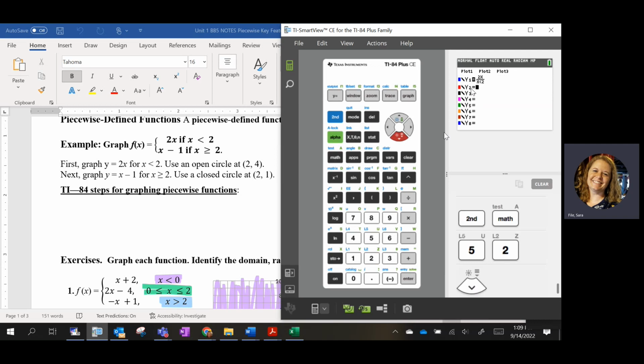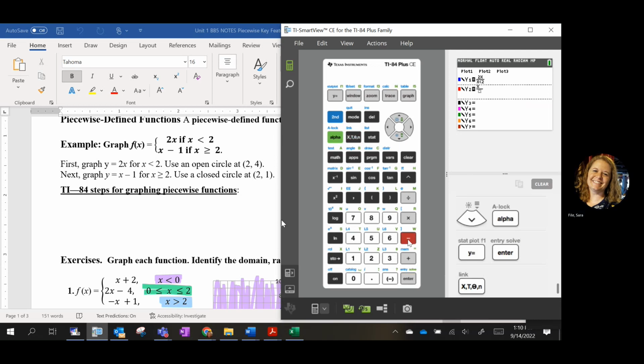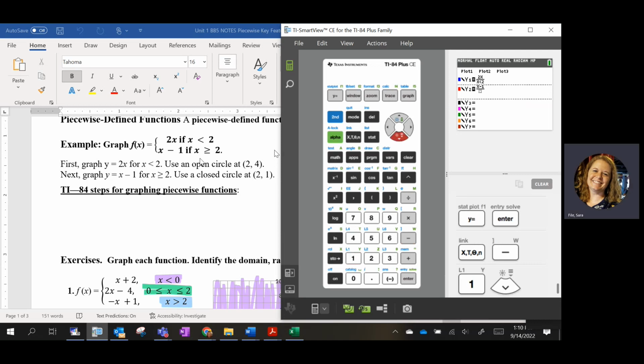Then I'm going to go to y2 to type in the second piece. So again, I'm going to go alpha y equals enter to get the fraction. I'm going to put the function in the numerator, so x minus 1. And in the denominator, I'm going to put the restriction. So x, and this time it's greater than or equal to. So again, I hit second math, and then greater than or equal to is the fourth option. So I'm going to hit 4, 2.